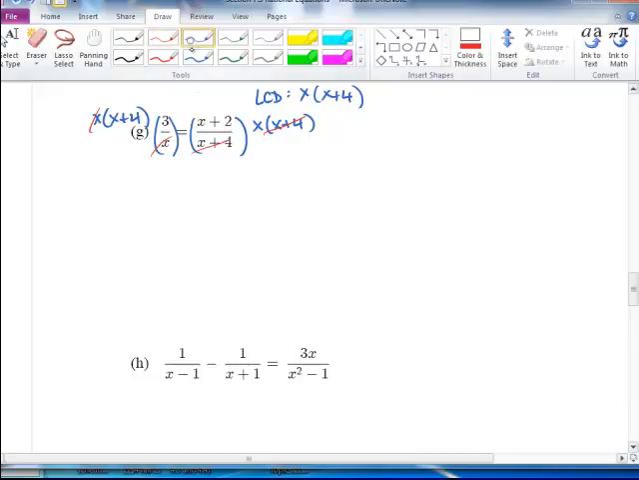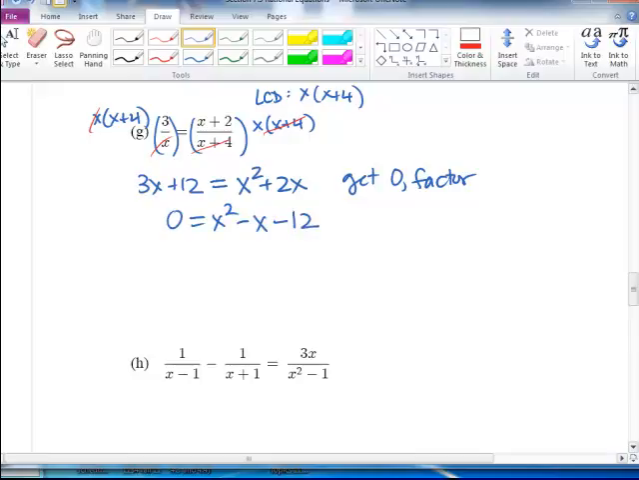So on the left, that's going to leave us 3x plus 12. And on the right, we'll multiply x plus 2 with x to get x squared plus 2x. And again, we see that x squared, so get 0, then factor. And that's going to leave us x squared minus x minus 12 if we subtract 3x and 12 from both sides. Factoring that leaves us x.